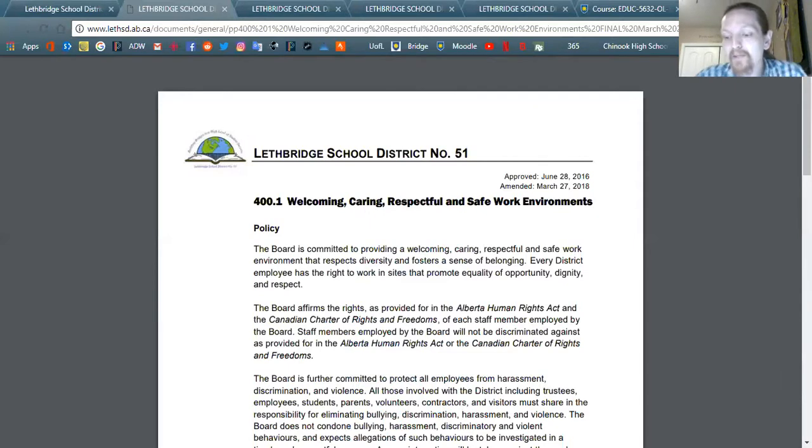So this comes from the Canadian Charter, the Alberta Human Rights Act, and the Alberta School Act, and basically it ensures that each employee, superintendent, teacher, custodian, even volunteer, has the right to work in sites that promote equality of opportunity, dignity, and respect. So no one will be discriminated against. And all this will foster a sense of belonging that enables professional growth, supervision, and evaluation to happen in an actual meaningful way.